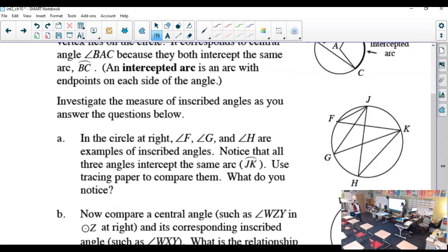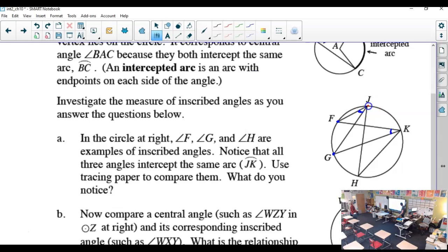So if I look at arc FG, that can actually tell me two equal inscribed angles. It can tell you FKG, FJG. And these are actually equal then, because they inscribe the same arc. Are there any other points like that? Well, you tell me.